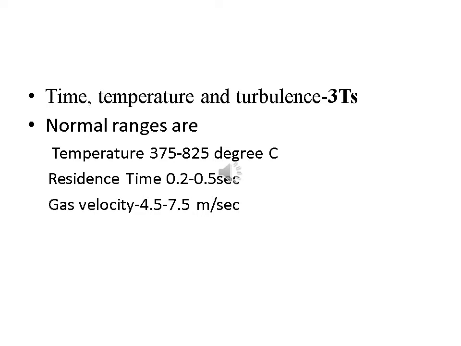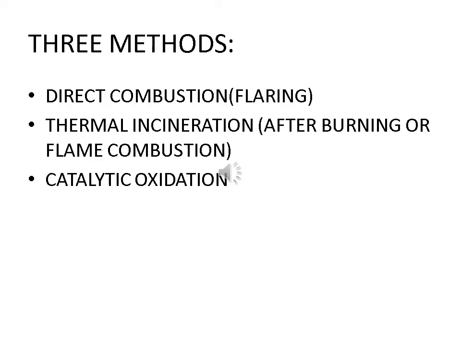The normal ranges are: temperature should be between 375 degrees to 825 degrees Celsius, the combustion residence time is 0.2 to 0.5 second, and the gas velocity should be 4.5 to 7.5 meters per second. There are 3 methods of combustion in common use today: direct combustion or flaring, thermal incineration, which is called afterburning or flame combustion, and the last one is catalytic oxidation.